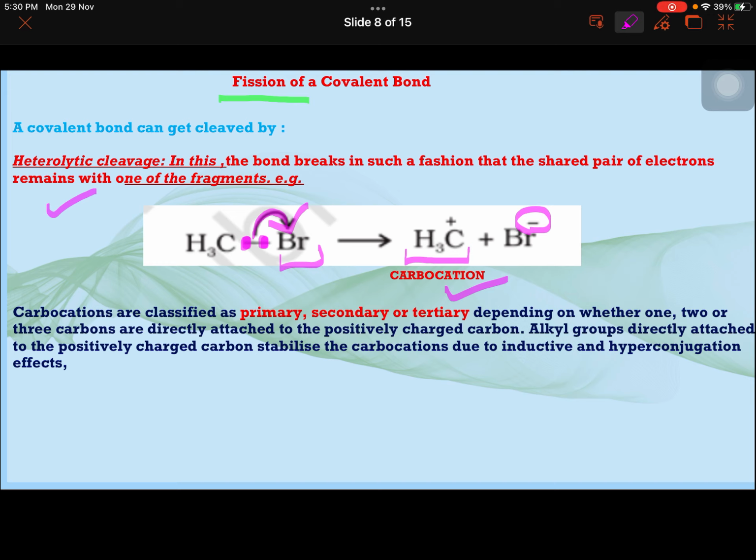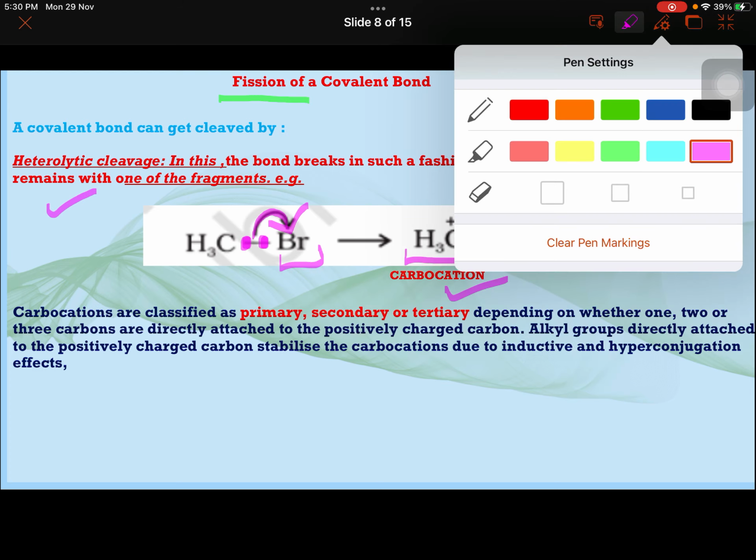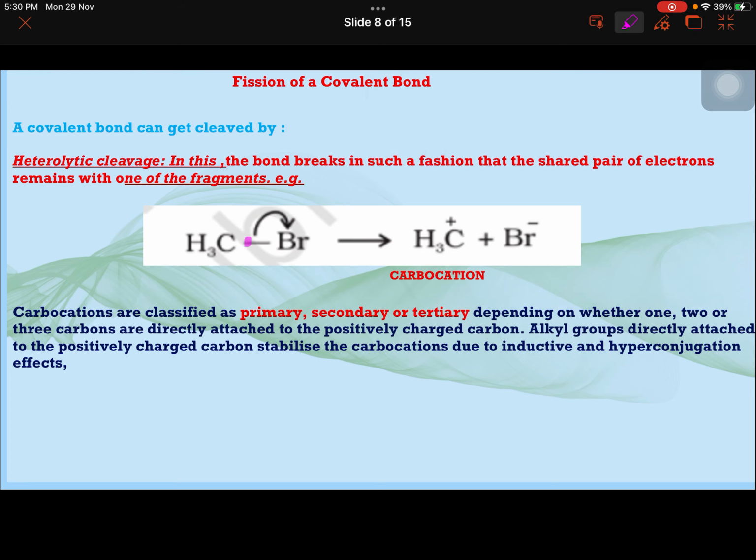Whenever you have a positive charge on a carbon, that species is called carbocation. So why is it formed? Because this is heterolytic cleavage. Hetero means different. Both the atoms which were involved in the bond, they are not getting the same share of electrons which were shared. This is taking both the electrons which were getting shared because it has more power. It was more electronegative. And carbocations can be of three types: primary, secondary, tertiary.